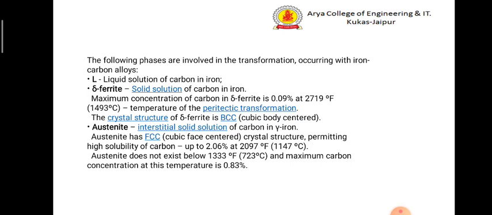And next is austenite, the solid solution of carbon in gamma iron. Austenite has a face-centered cubic crystal structure permitting high solubility of carbon up to 2.06% at 2097 degrees Fahrenheit. Austenite does not exist below 1333 degrees Fahrenheit, and the maximum carbon concentration at this temperature is 0.83%.